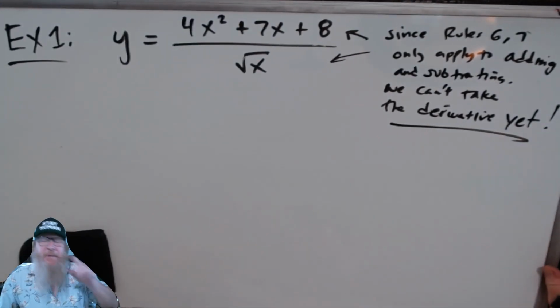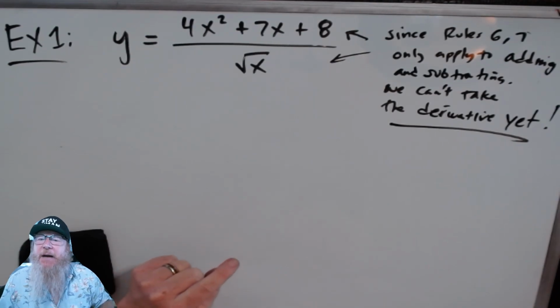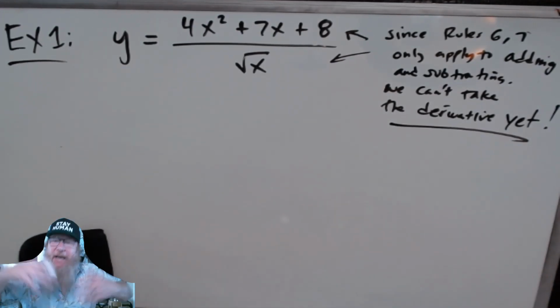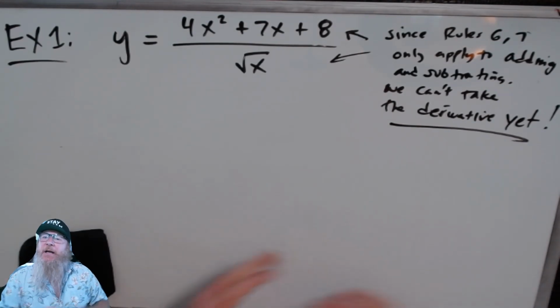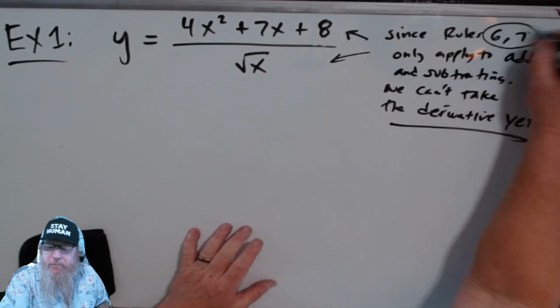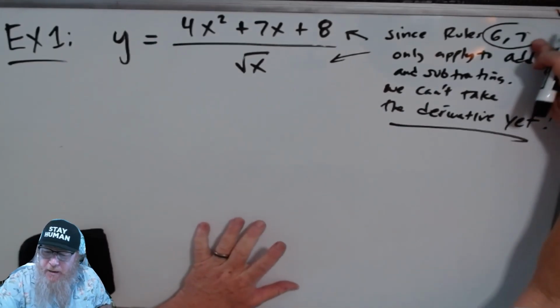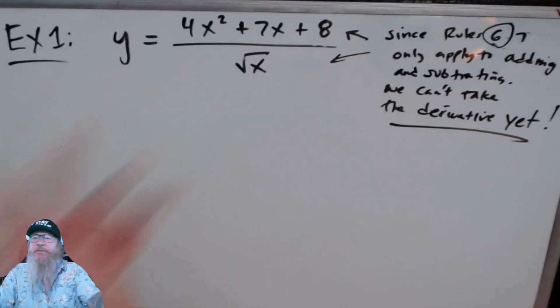All right. Because there is no rule that says you can take the derivative of the top or the numerator and then take the derivative of the denominator and divide the 2 answers. That's just not a rule, right? So in order to apply rules 6 or 7, I think that we're actually going to apply rule 6 because this one's all adding. It's all addition.